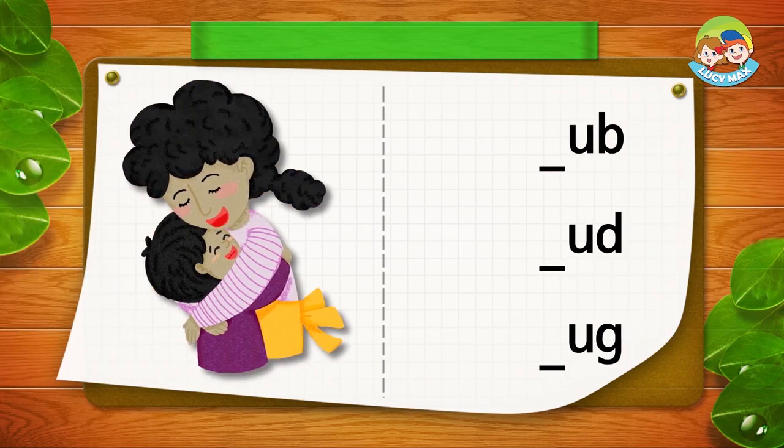The mom hugs her son. We will use the letter H. Where does it go? Yes, it goes in the blank before ug. Hug.